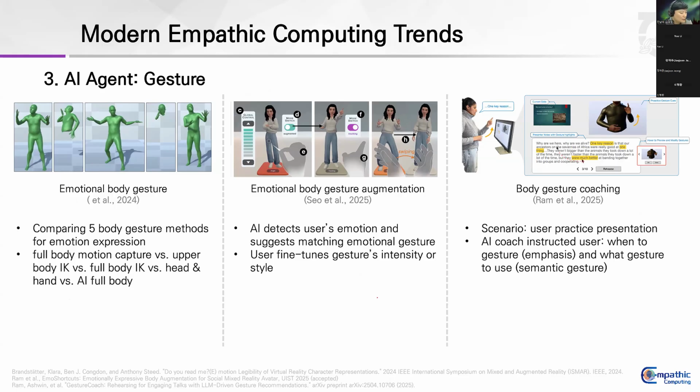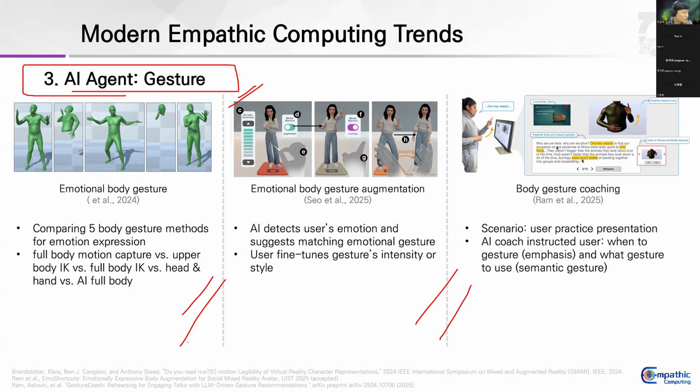Also, facial expression, voice expression, and gesture. Some researchers start exploring the effect of gesture, emotional body gesture. How can they input or augment gesture according to emotion, or how does this gesture, AI generated gesture, influence human participants' emotional states.